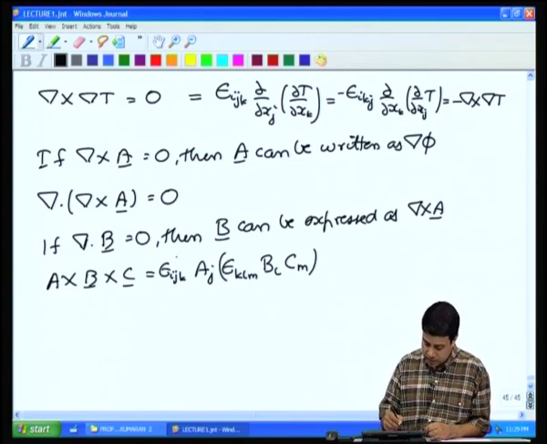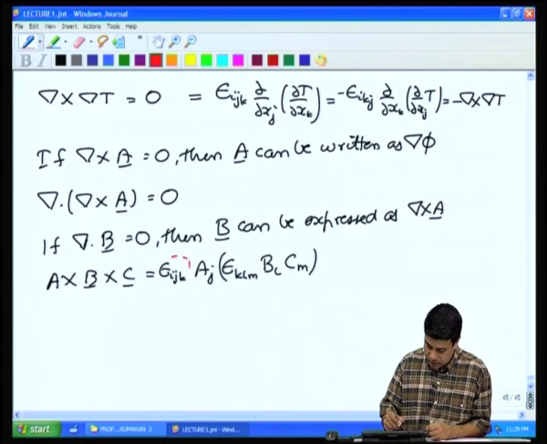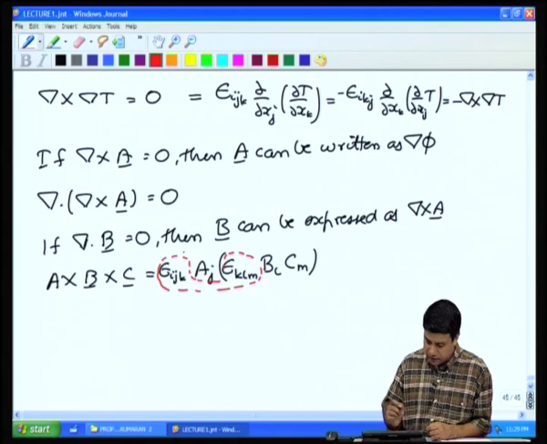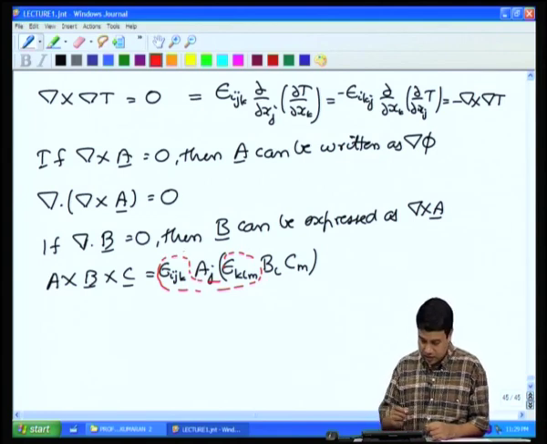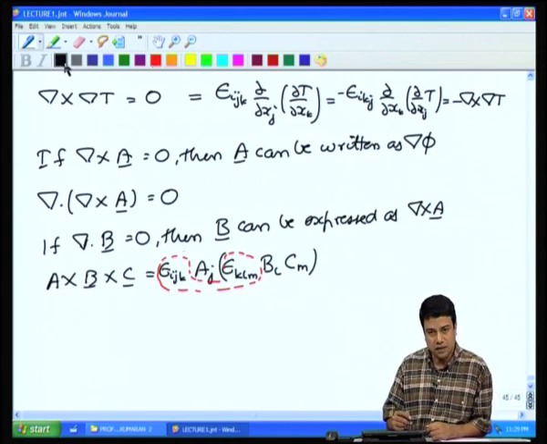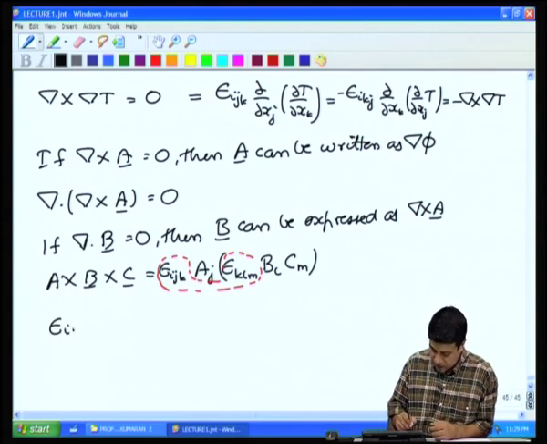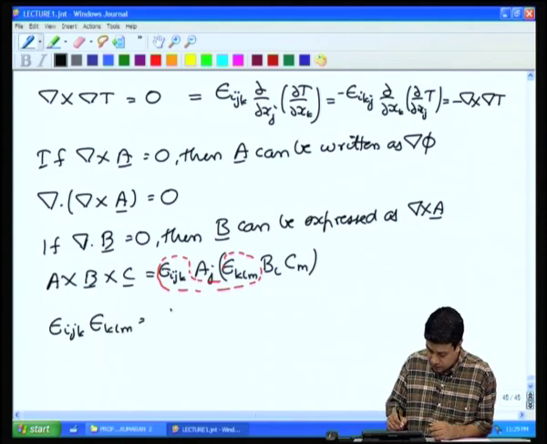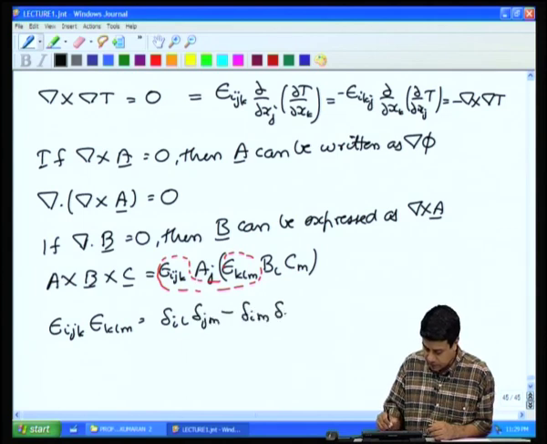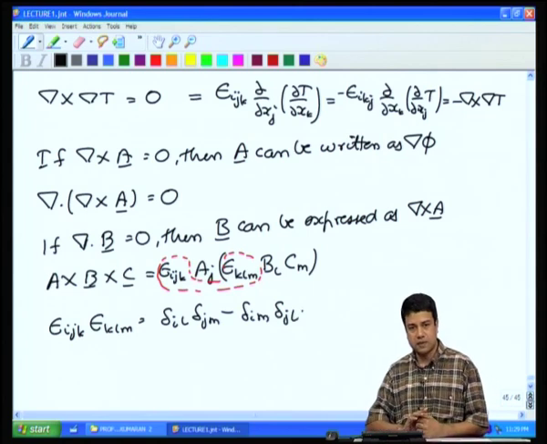Now, this involves the product of two epsilons, and there is a shorthand. There is an identity which relates this to the delta functions. Epsilon I j k, epsilon k L m is equal to delta I L delta j m minus delta I m delta j L. This identity you can derive for yourself.